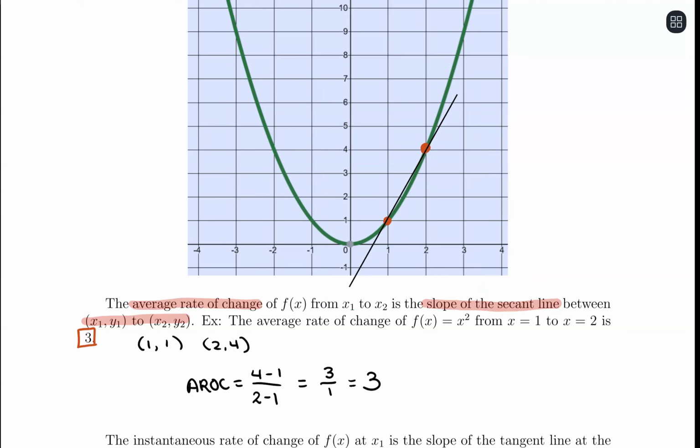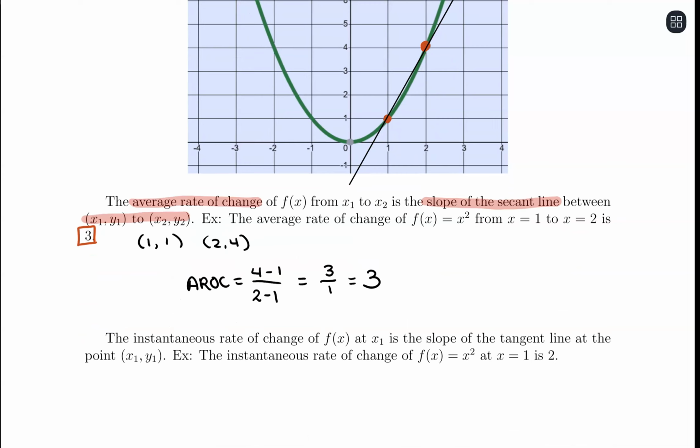So that's our average rate of change. If we think in terms of time passing, it's like 1 second passed, moving from 1 to 2. How did our output change? Well, it changed by 3. So now let's get at the idea of what's happening at an instant.